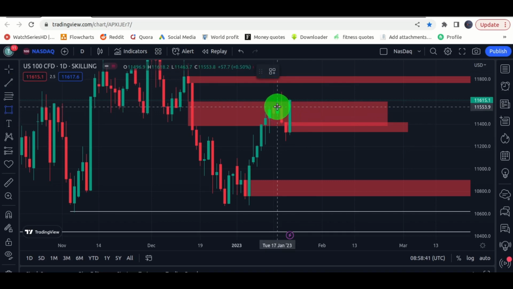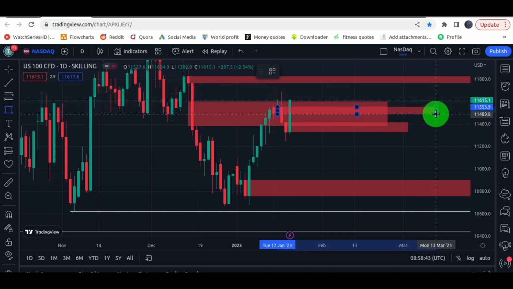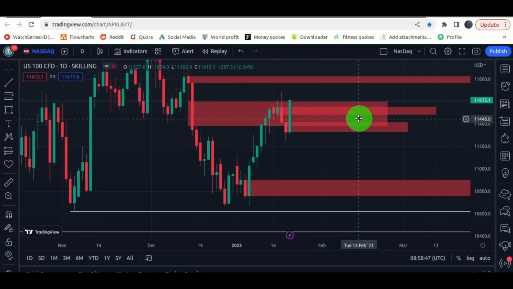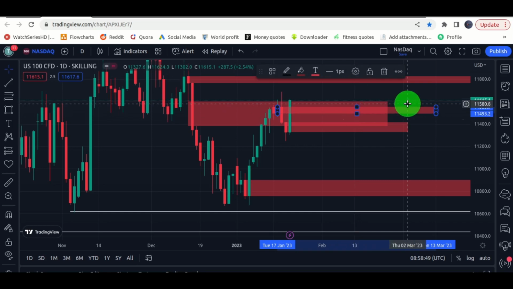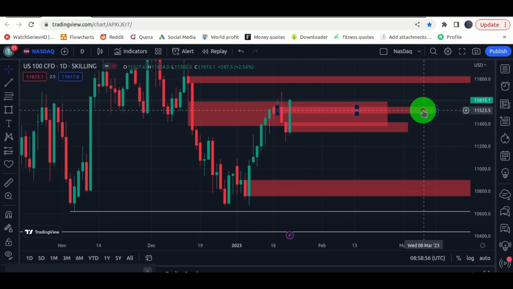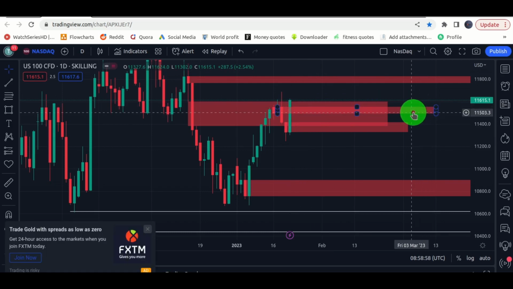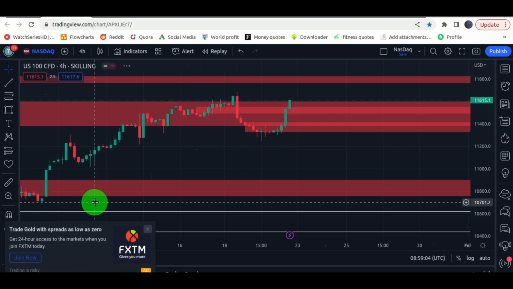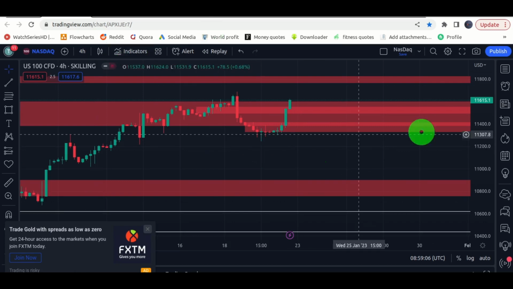I can have this order block here, which now acts as a breaker block. So if the market wants to continue to go up, then I'll be looking at this breaker block here. So let's switch to the 4-hour time frame to see what's going on.